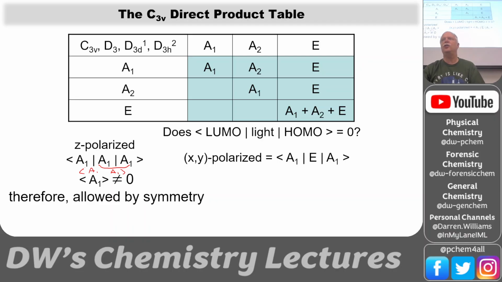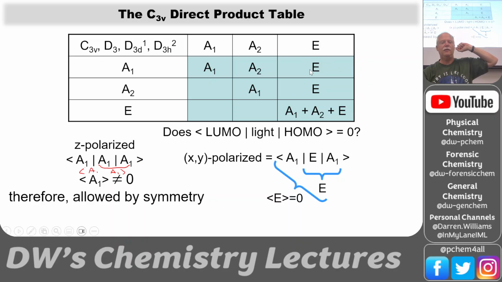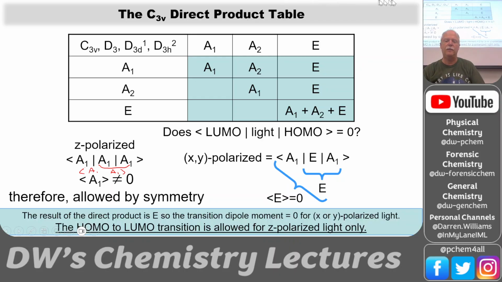Now I've done this one kind of in shorthand. I've just shrunk those to E, and then I did my little bracket diagonally, and A1 times E is what? Let's come up here. Yeah, A1 times E is E right there. So then I have my integral of E, and that equals 0. So this is forbidden by symmetry. This is just saying that this transition is allowed for Z polarized light only. So I'm going to go ahead and write here, put an arrow and say forbidden.